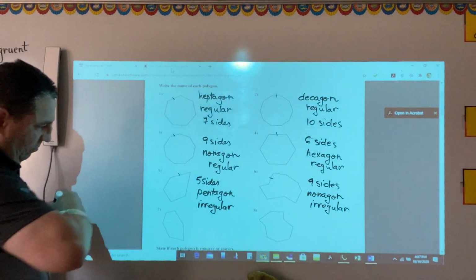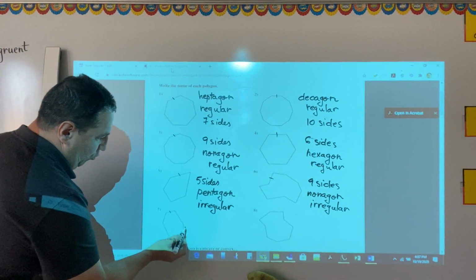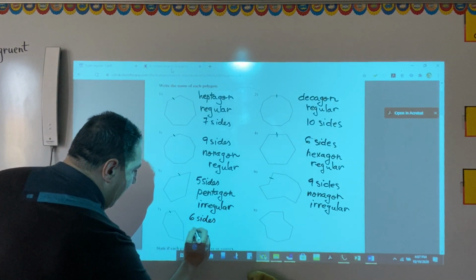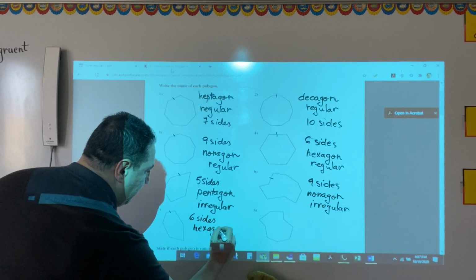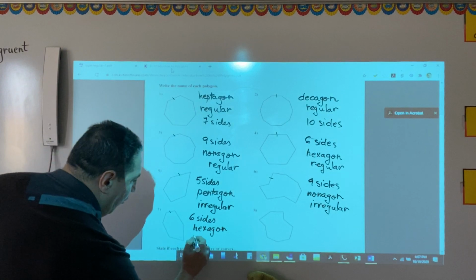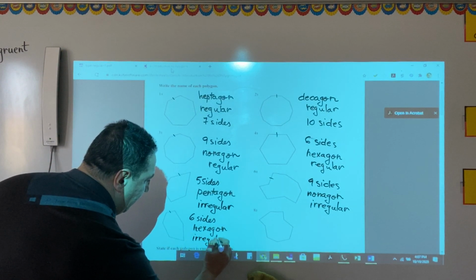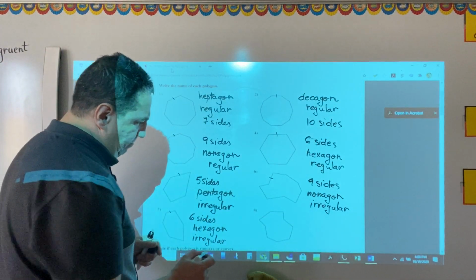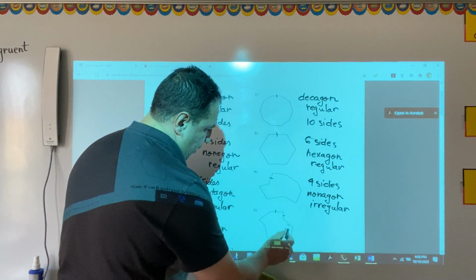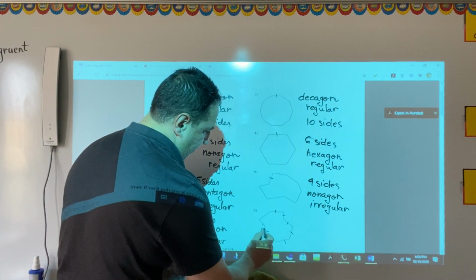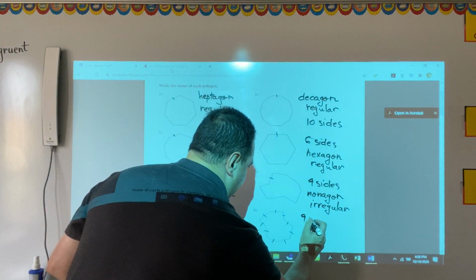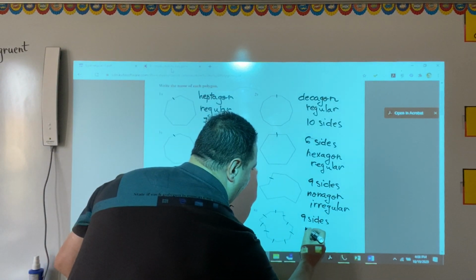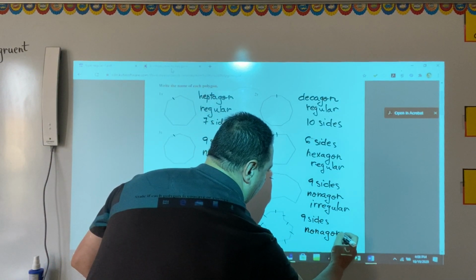Next, again, we count the number of sides. 1, 2, 3, 4, 5, 6. It has 6 sides and is a hexagon. And of course is irregular because all sides are different and angles are different. And the last one, again, 1, 2, 3, 4, 5, 6, 7, 8, 9. So 9 sides. And like the previous one, nonagon, irregular.